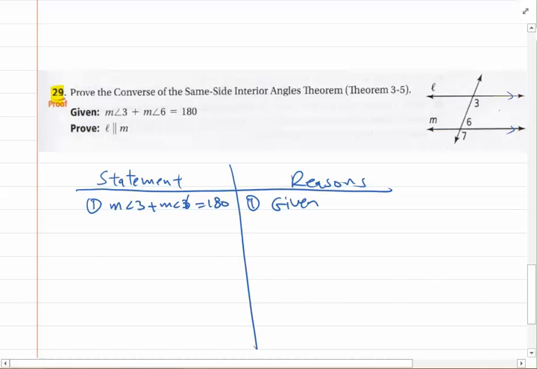That means angle 3 and angle 6 sum to 180. Okay, then the measure of angle 6 plus the measure of angle 7 is also equal to 180. These are supplementary angles.